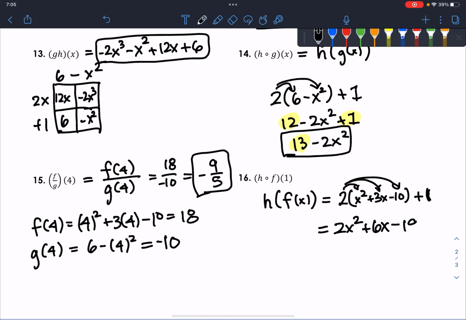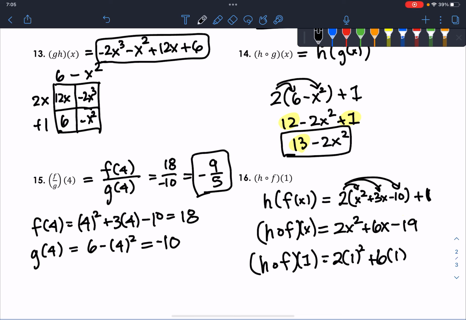Now that I know what h of f of x equals, now let's plug in the value of 1. So this will be 2 times 1 to the second power plus 6 times 1 and then minus 19. So that's 2, 6, minus 19, so negative 11. And that's your answer. So your answer for number 16 is negative 11.